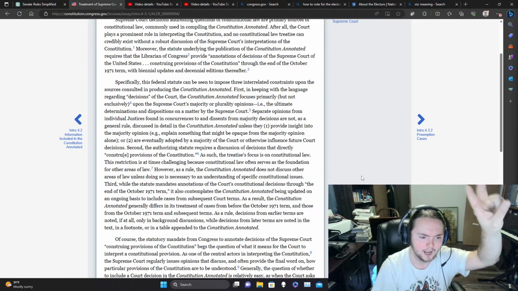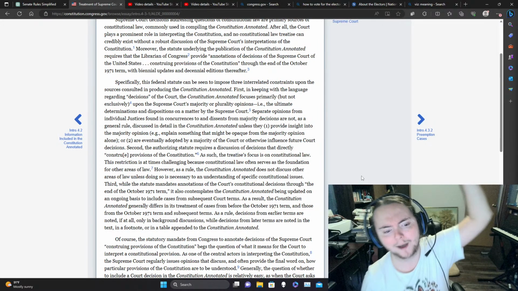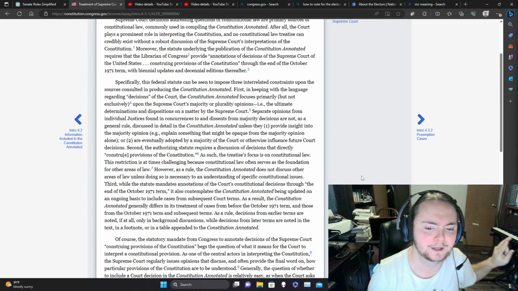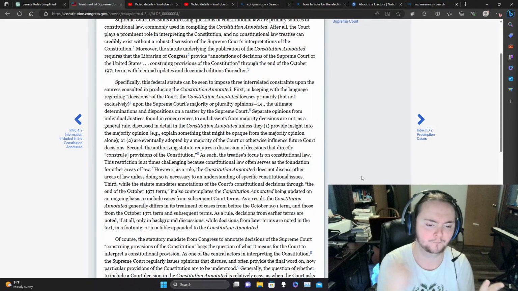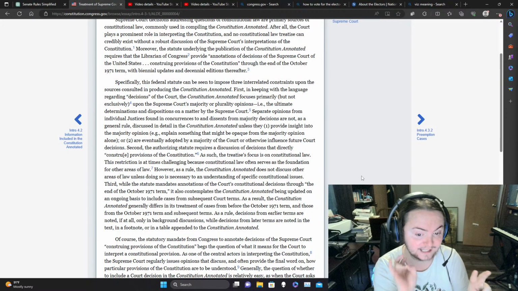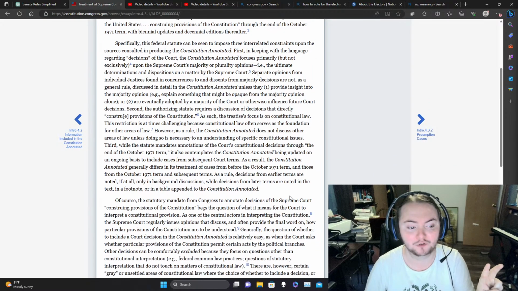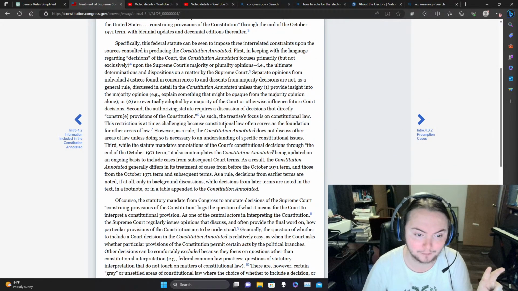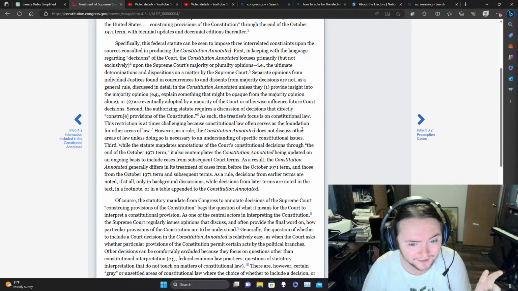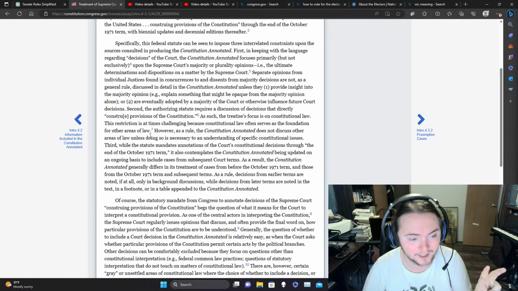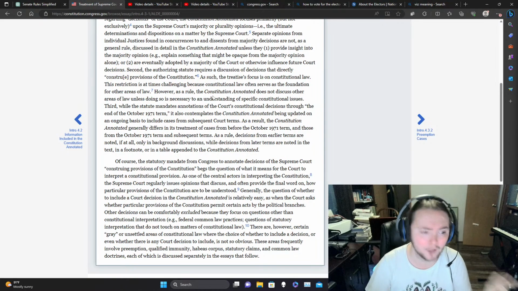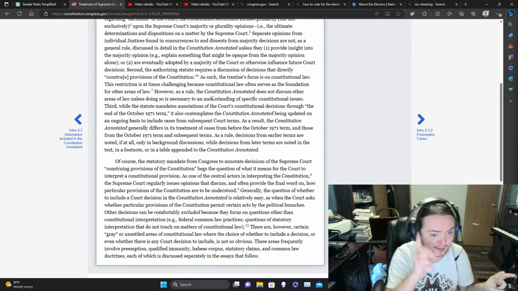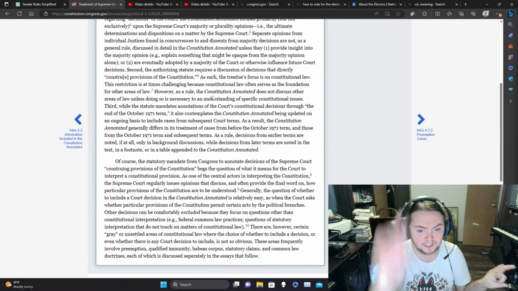Second, the authorizing statute requires a discussion of decisions that directly construe provisions of the Constitution. As such, the treatise's focus is on constitutional law. This restriction is at times challenging because constitutional law often serves as the foundation of other areas of law. However, as a rule, the Constitution Annotated does not discuss the other areas of law unless doing so is necessary to an understanding of specific constitutional issues.